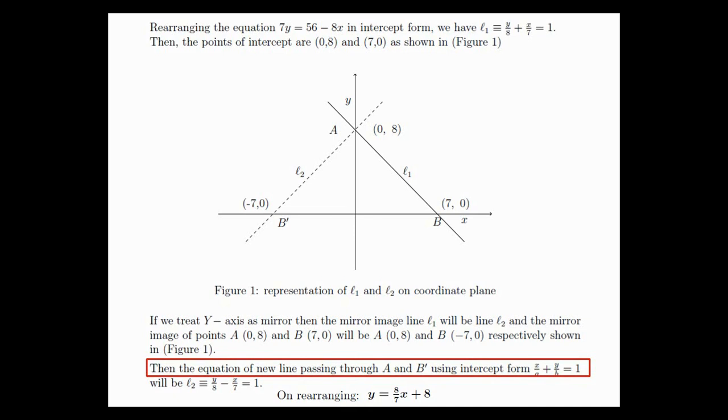Substituting the values for AB dashed, we get the equation of this line to be x by minus 7 plus y by 8 equals to 1. On rearrangement, we get y equals to 8 by 7x plus 8.